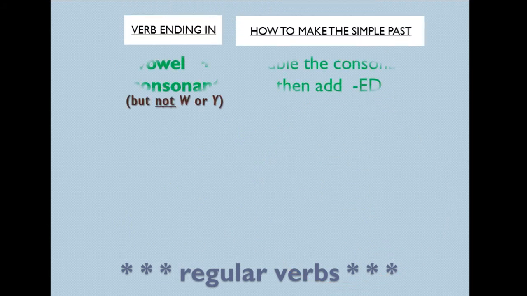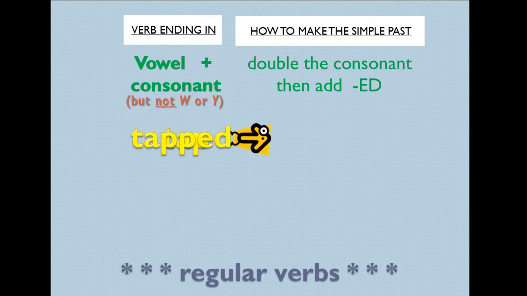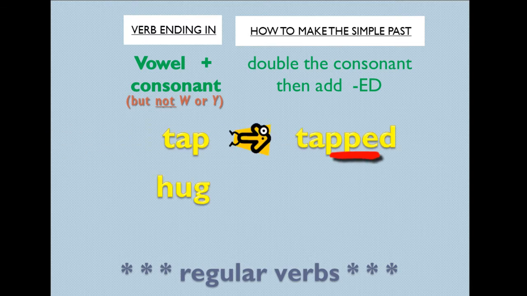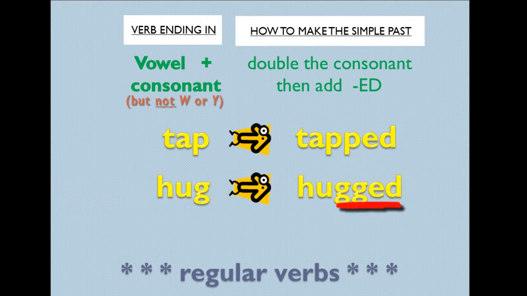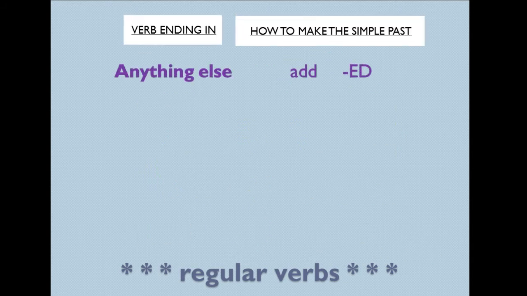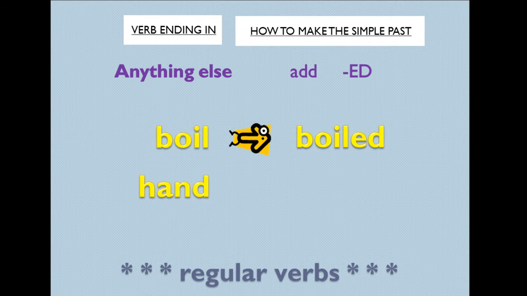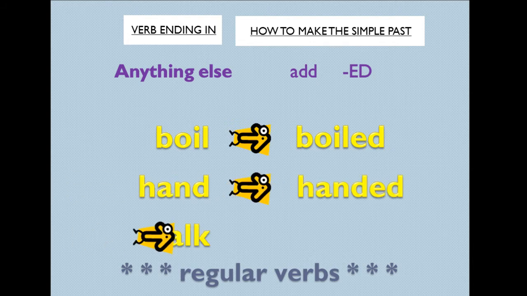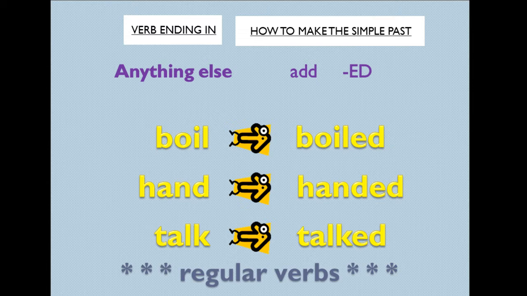Next, all verbs that end in vowel and consonant, except W and Y, we're going to double that last consonant before we add ed. Tapped, double P-E-D. Hug, double G-E-D. Admitted, double T-E-D. Any other word that doesn't fall into the previous categories, we will just add ed. Boiled, handed, talked.